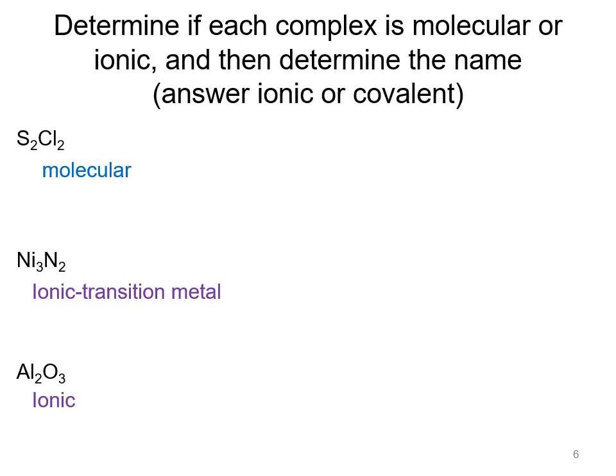So first, S2Cl2 is a compound made up of nonmetals, so it has to be a molecule or a covalent compound. Next, we have nickel paired with nitrogen. Nickel is a transition metal, so not only is it going to get an ionic name, but I'm going to have to figure out the Roman numeral associated with it. And finally, Al2O3, aluminum is a metal, but it's not a transition metal. It's a +3. So this is going to be ionic, and I will not use a Roman numeral in the final name.